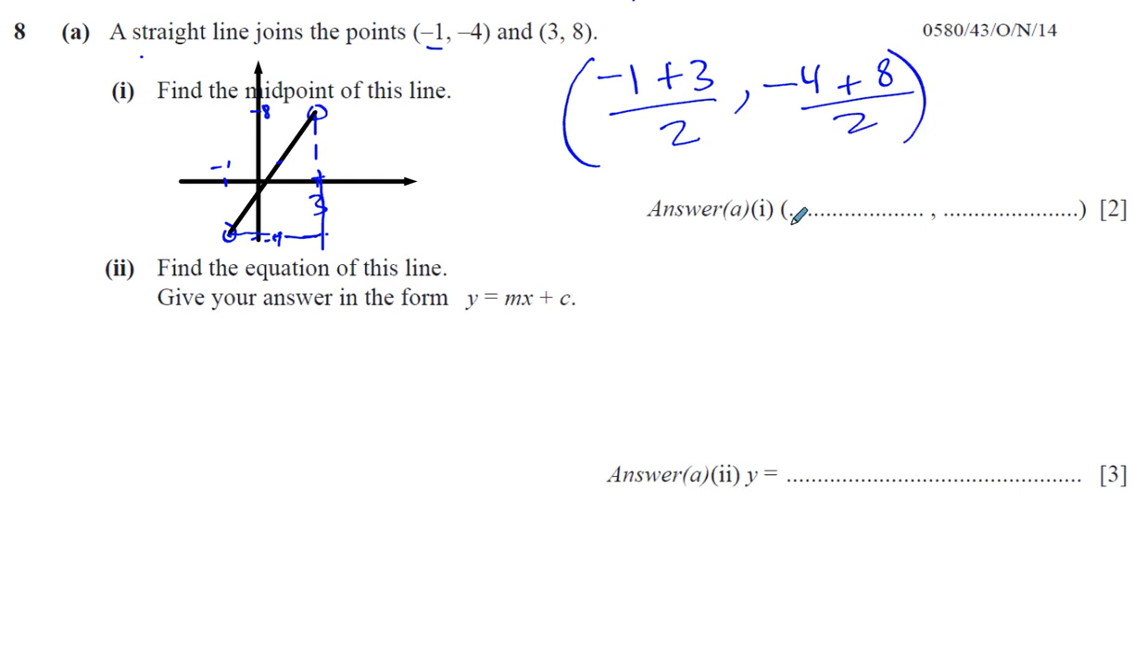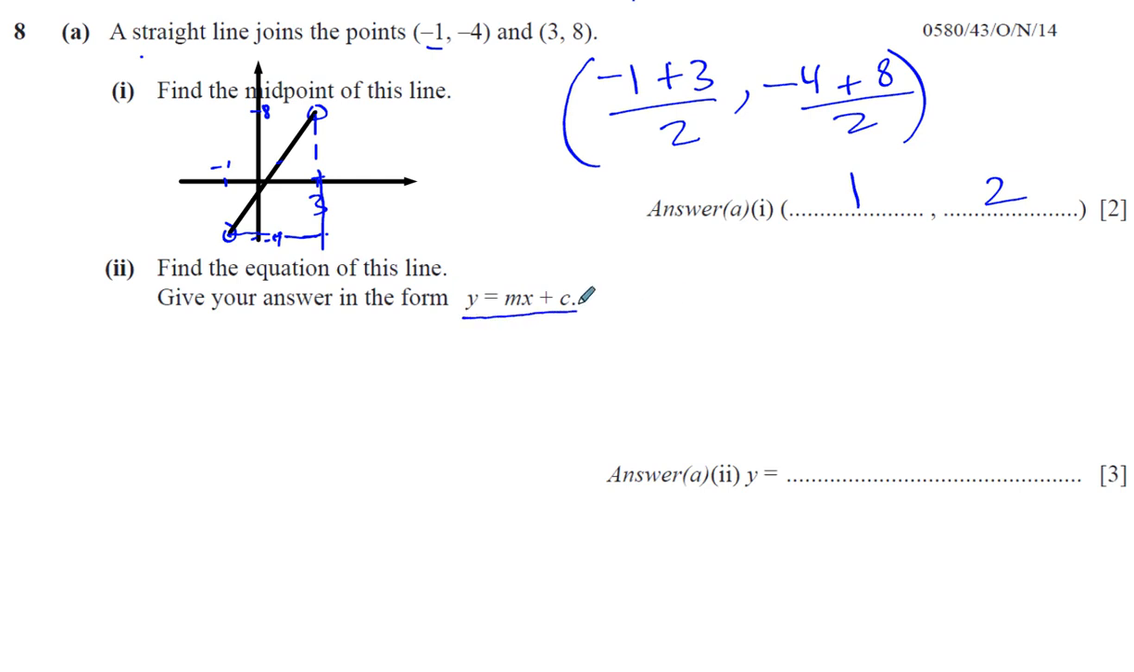So you've got -1 plus 3, which is 2, divided by 2, which is 1. You have -4 plus 8, which is 4, and 4 divided by 2 is 2. So there we have the midpoint, exactly halfway between the 2 points. Find the equation of this line. Give your answer in the form y equals mx plus c. They kind of helped us out here by giving us the general equation of the straight line.